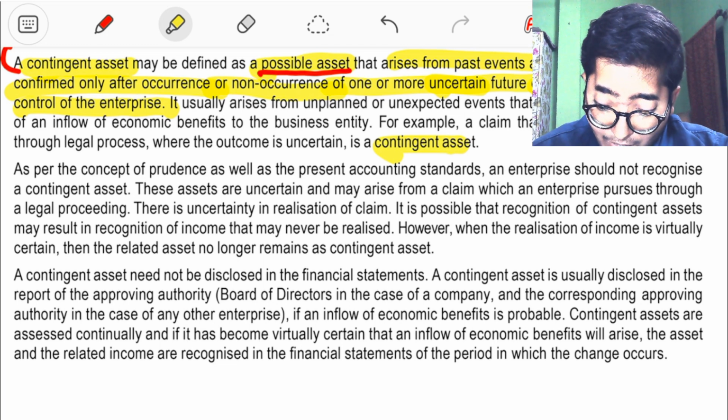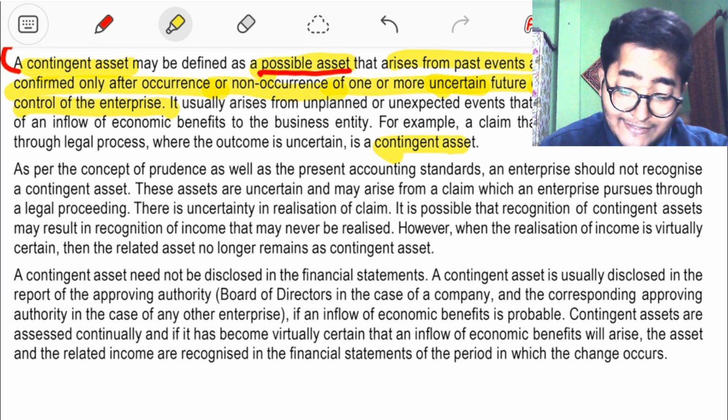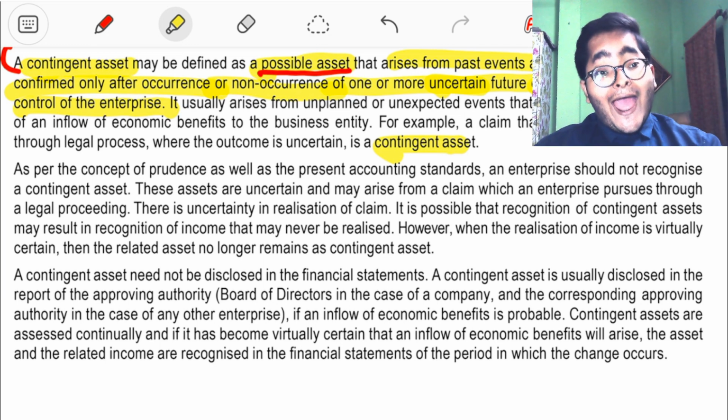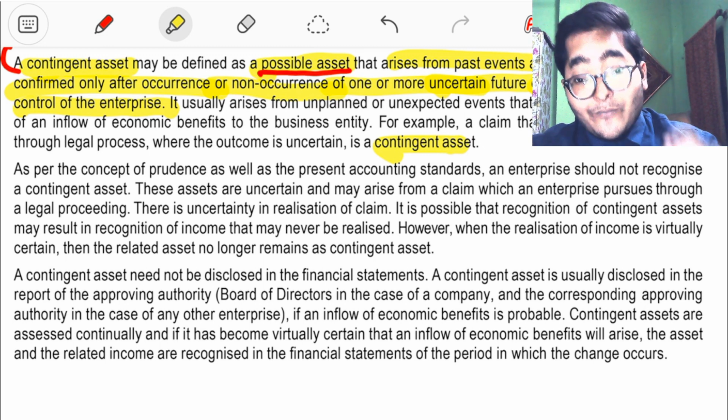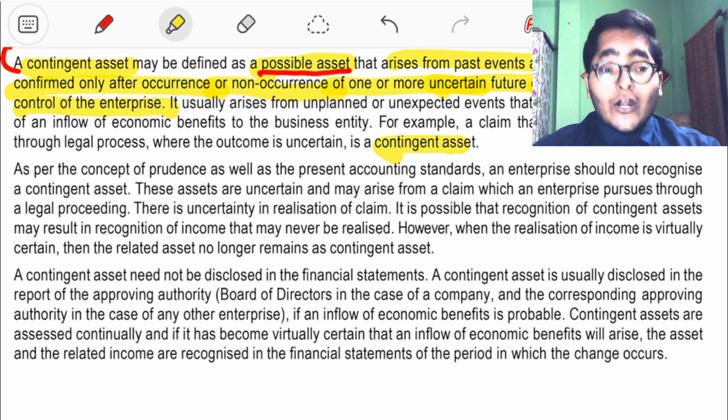So now coming to our next topic, it's not next topic, next paragraph. Contingent asset, next paragraph. As per the concept of prudence as well as the present accounting standards, an enterprise should not recognize a contingent asset.